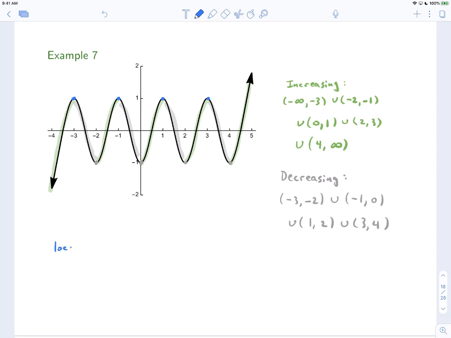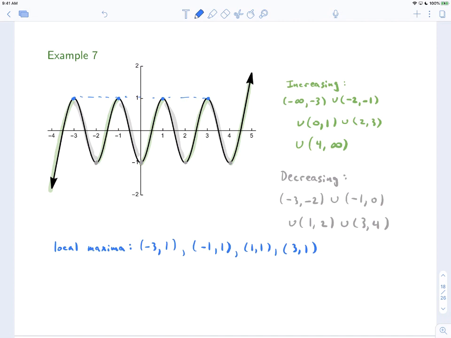So local maxima, there are a bunch of them as you can see. So we've got one at -3. They all have the same value though. They're all 1. They all have the same output value. So -3, 1, -1, 1. And then there's 1, 1, and 3, 1.